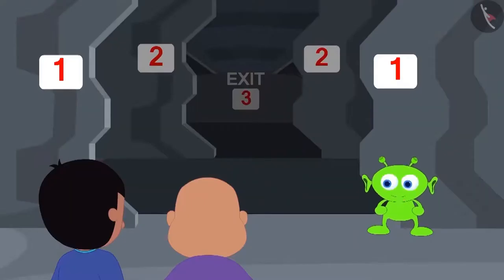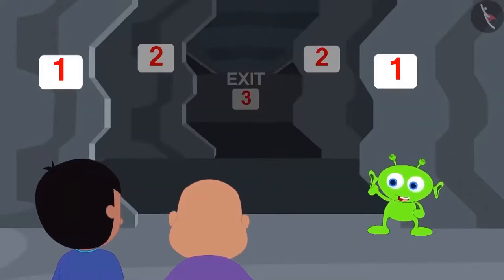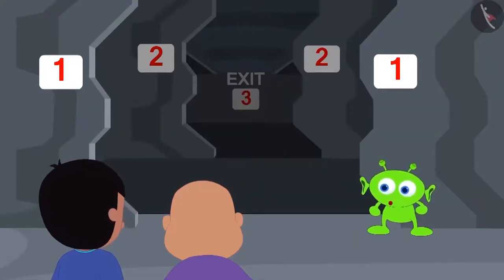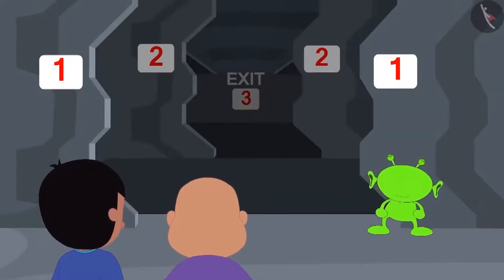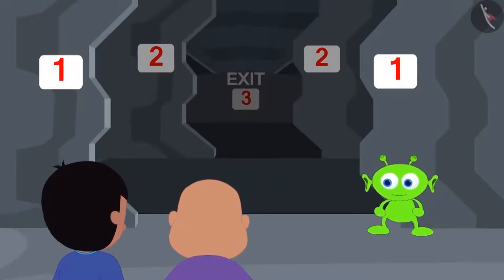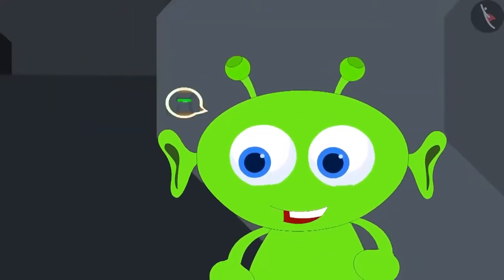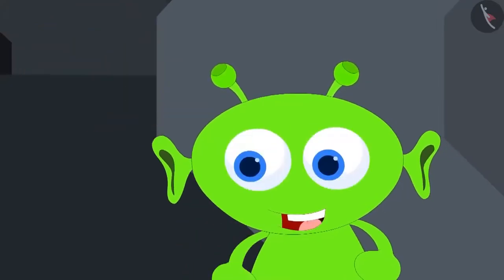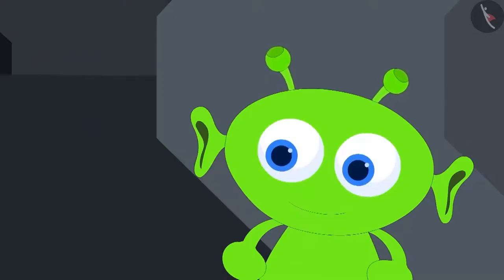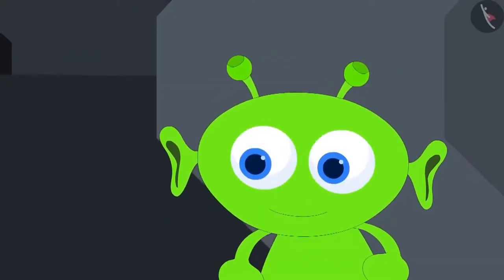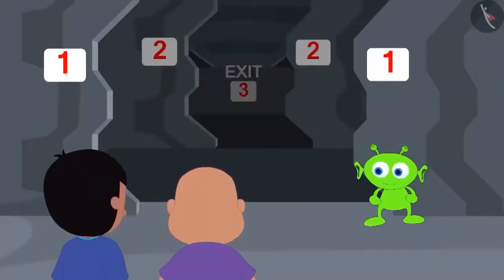Ha ha ha ha ha ha ha. Last time you escaped from my captivity. Today, I will not let you go. There is just one way to get out of this spaceship. This spaceship has 3 doors. Each door has a code on it. If you can correctly solve the codes on all the 3 doors, only then you will be able to go back. Jeev said this and disappeared.